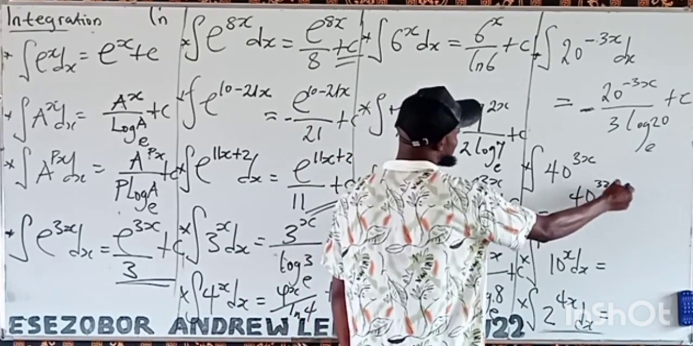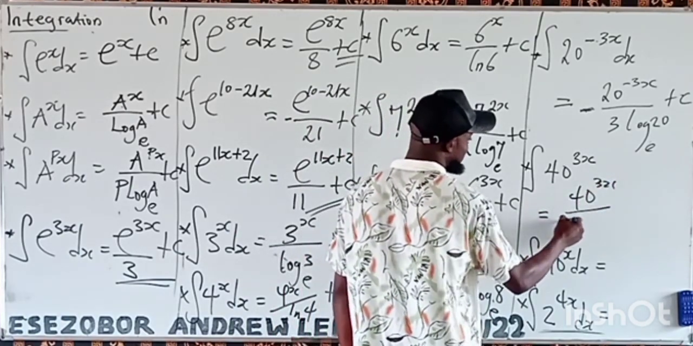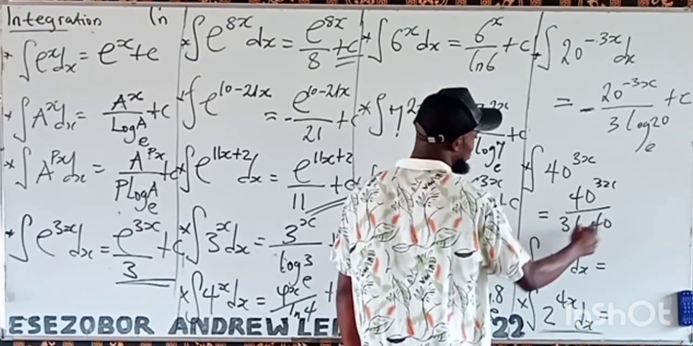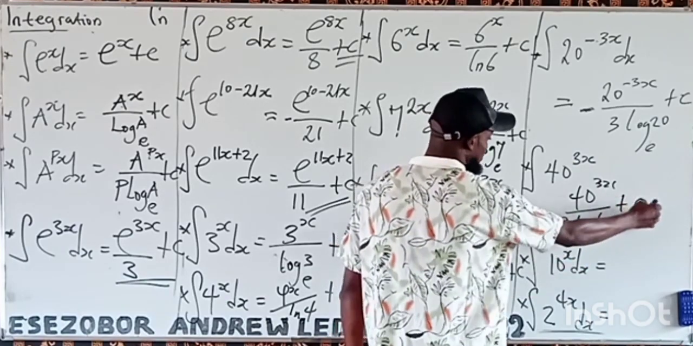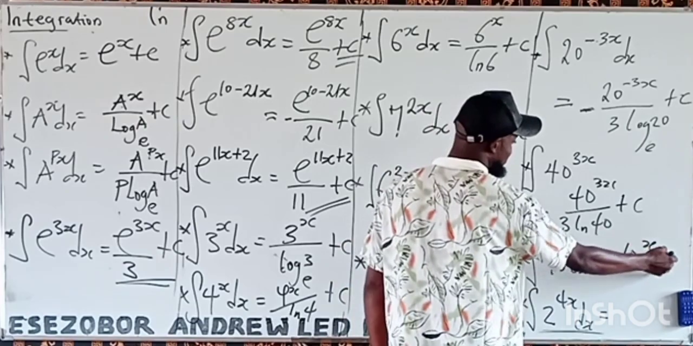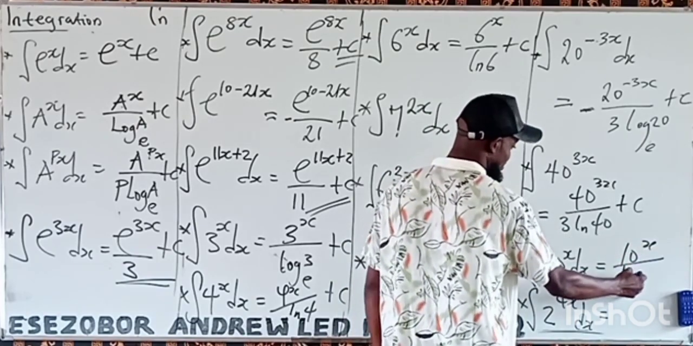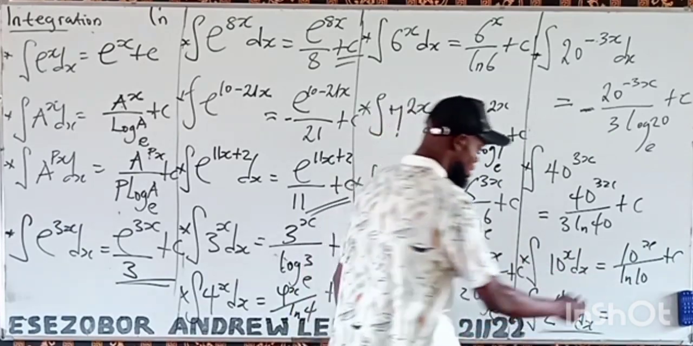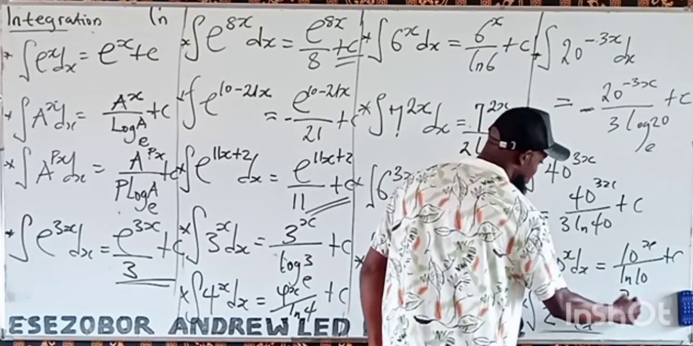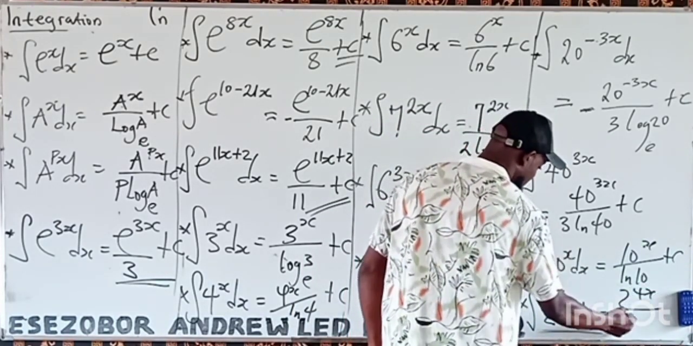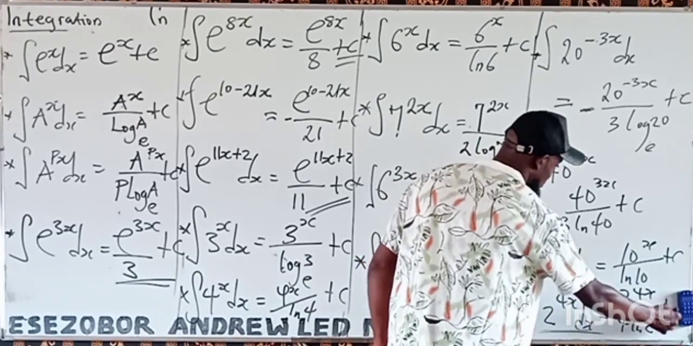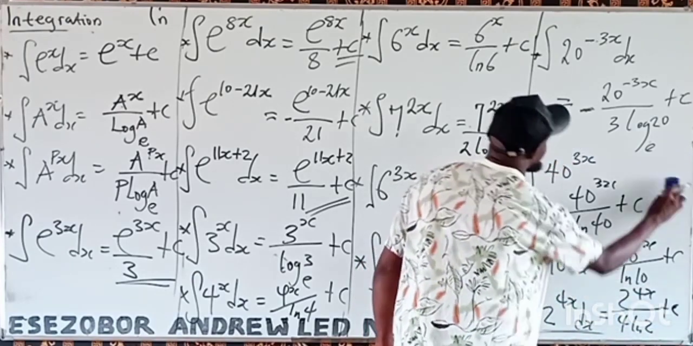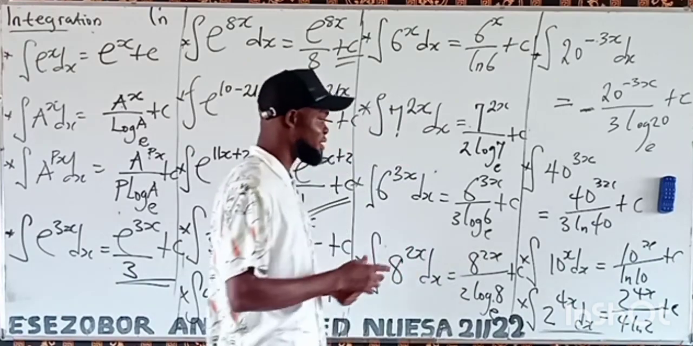Now this is 40 raised to power 3x over 3 ln 40, or log 40 to base e, plus c. Then 10 raised to power x over ln 10 plus c, because there's nothing here to put at the back. Then 2 raised to power 4x over 4 ln 2 plus c. That is all. The question is very, very simple.